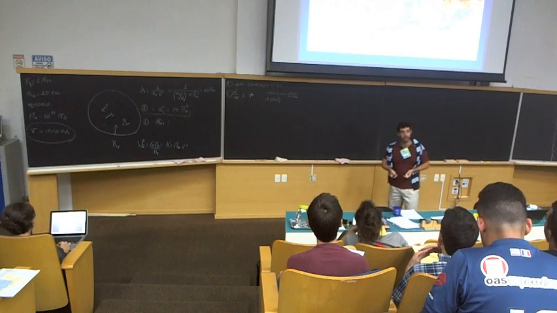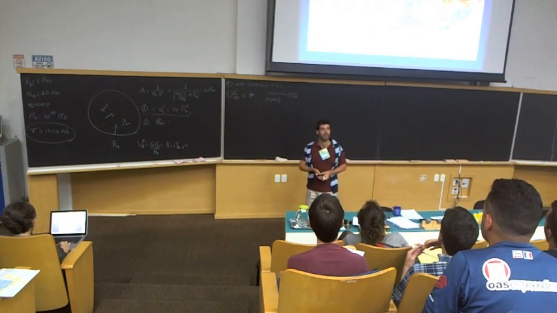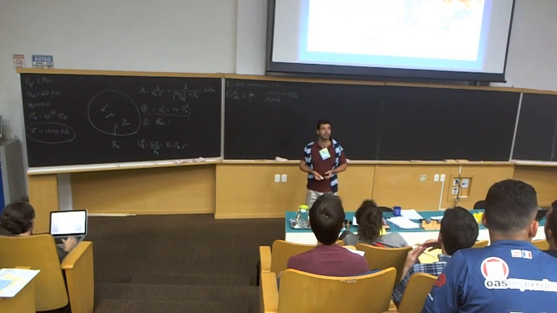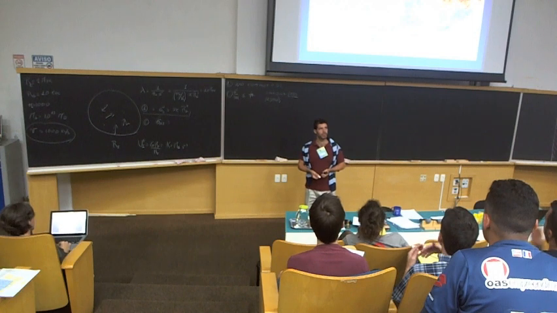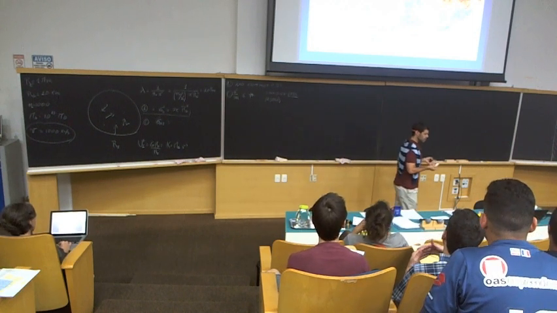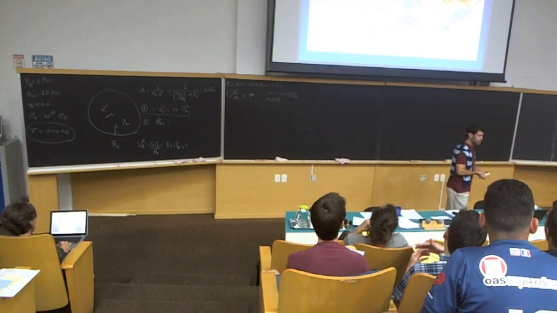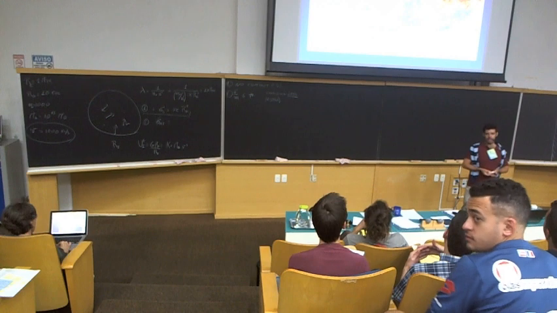What is this? Who understands what the CMB is? This is a map of the CMB. Very few people. Okay, so you heard that the CMB is a picture of the universe when the universe was very young. That picture is nothing else.